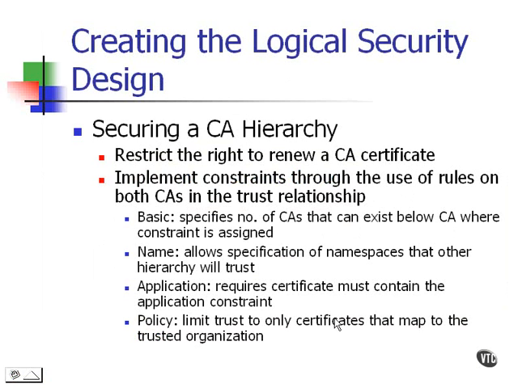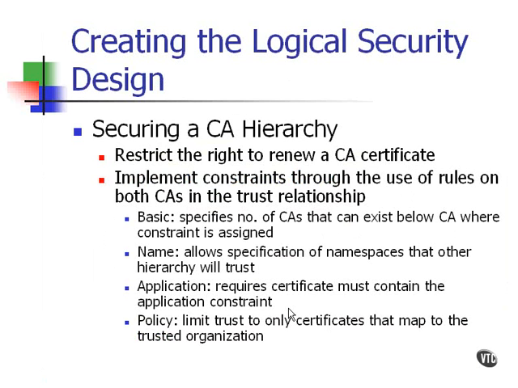Other types of constraints you can apply include application constraints, and these require that a certificate must contain the application constraint in order for it to be valid to set up the trust relationship. This will allow you the ability to specify which applications will be recognized between the trust relationships for purposes of authentication, encryption, and so on. And then finally, a policy constraint will allow you to limit the trust to only certificates that map to the trusted organization, or specifically to object identifiers in the trusted organization.